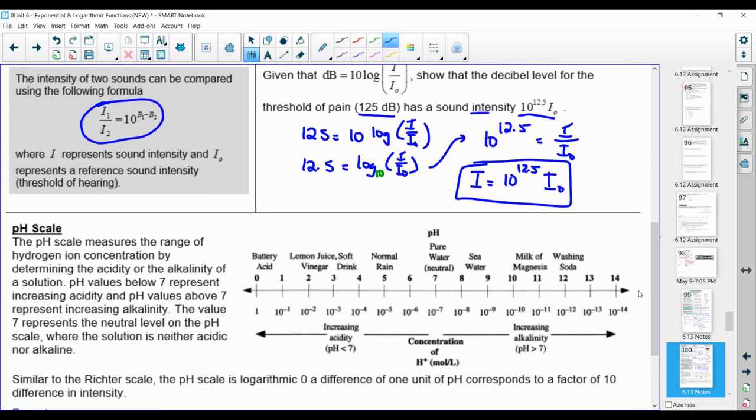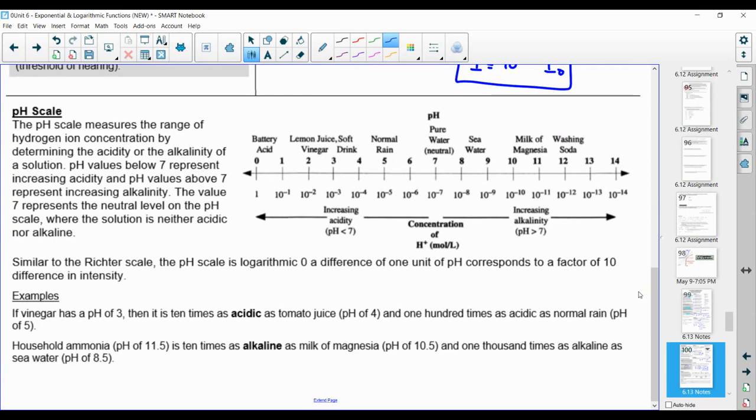All right, we're going to take a look at one more scale, and this is the pH scale. Now the pH scale is also based on a logarithmic scale, and it measures the range of hydrogen ion concentration by determining the acidity or the alkalinity of a solution. Now, pH values that are right at 7 are considered neutral. And so anything that goes above 7 becomes more alkaline, and anything that goes below 7 becomes more acidic. And so again, 7 is our neutral level.